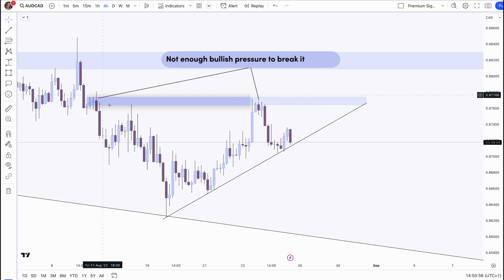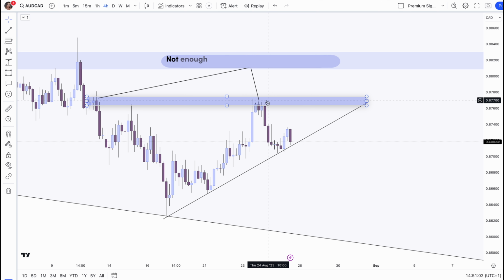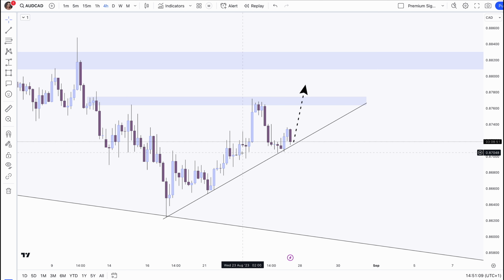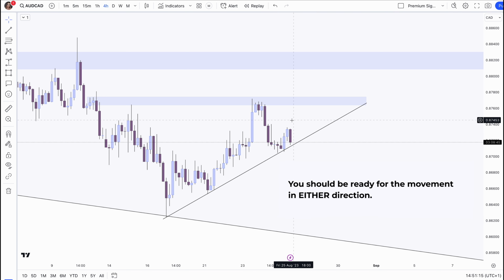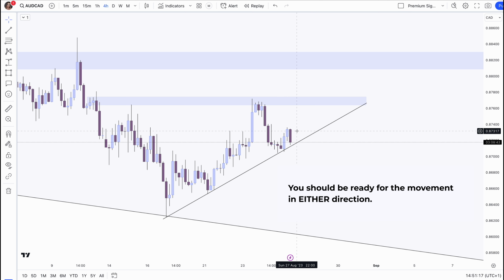Yes, sometimes the resistance level is too strong and there is simply not enough buying power to push it through. And most of the time the price will in fact go up, but the point I'm trying to make is that you should not be obsessed with which direction the price goes, but you should be ready for the movement in either direction.